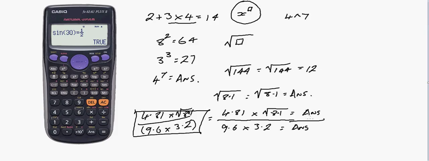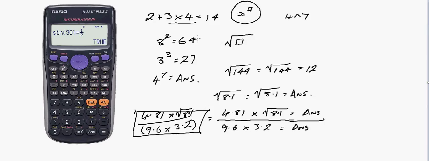Okay. The reason that we have to use brackets is that the calculator will assume that this is 4.81 multiplied by the root of 8.1, then divided by 9.6, and then that answer is multiplied by 3.2. So this is why we need to put brackets in. Okay. Now for what you're doing at this level, you don't really need to get involved in brackets.